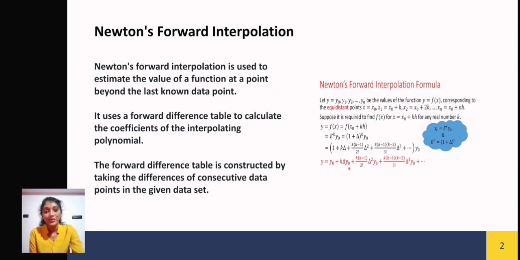Newton's forward interpolation is used to estimate the values of a function at a point behind the last known data point. It uses a forward difference table to calculate the coefficients of the interpolating polynomial. The forward difference table is constructed by taking the differences of consecutive data points in the given data set.